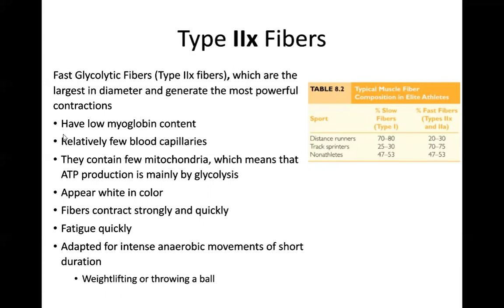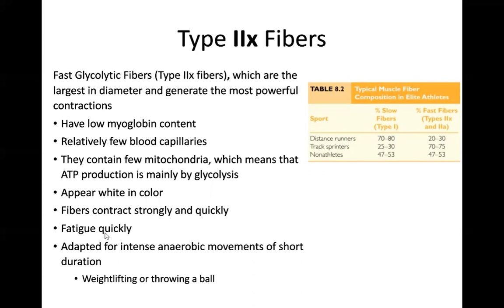These, on the other hand, are going to contain a lot less myoglobin, a lot less blood capillaries. They aren't going to bring in as much oxygen because they make their ATP by anaerobic means. They don't need as much mitochondria because glycolysis takes place in the cytosol. Now, does that mean that they don't have any mitochondria, any blood capillaries, any myoglobin? No, they just don't have as much as the type 1s. Type 1s appeared red, these guys appear white. Once again, they contract really fast, really strongly, but they also fatigue really quickly.